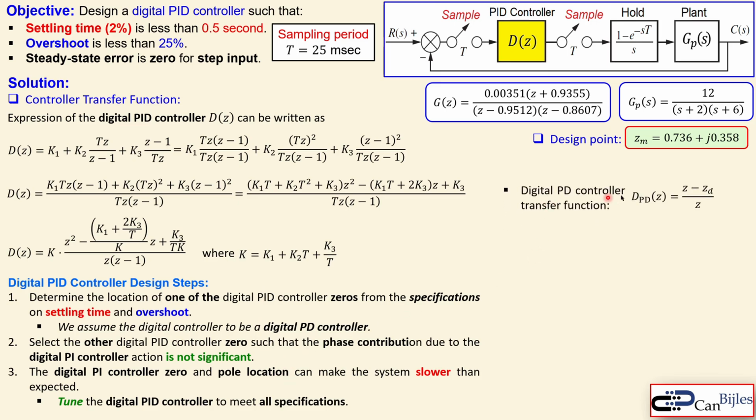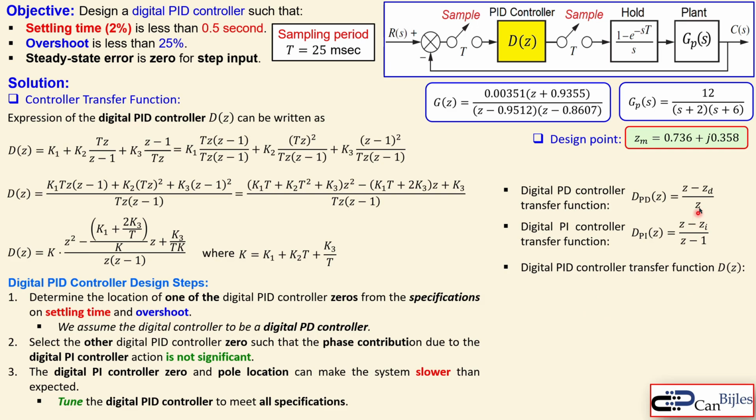Okay, digital PD controller, that's actually shown here, and that is only taking the part where we have the dynamic, so without the gain. So you see the PD controller, it's shown. The ZD here is our PD controller 0, and it has a pole at the origin. The PI controller transfer function in the Z domain is shown here. It has a 0 at ZI and also a pole at 1. Now, the digital PID controller transfer function is now the combination of these two in cascade times the gain K. So together you have actually this one. So K times the DPD times the DPI. And that is then shown here.